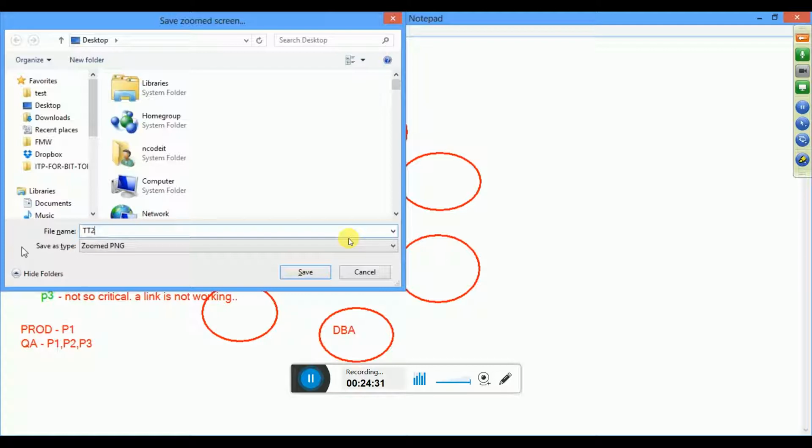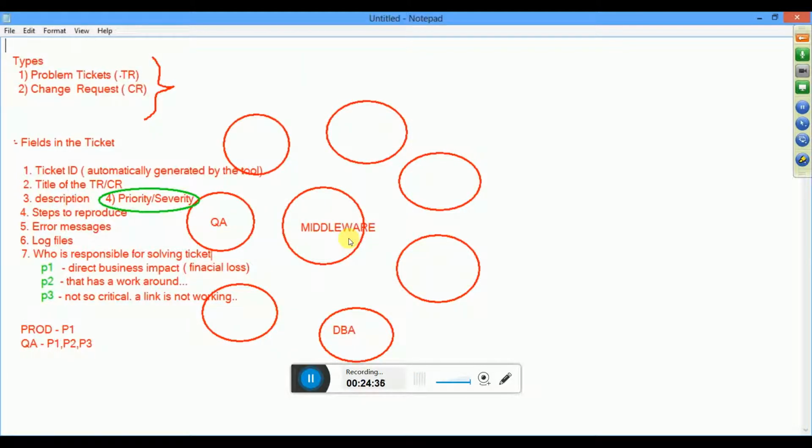For example, if a tester is raising a ticket because the middleware, the WebLogic is not accessible, in the ticket they will say middleware team is responsible. Now when they are saying that middleware team, they assign the team ID. They don't assign individual IDs. And the tool has the team, all the team members inside them.